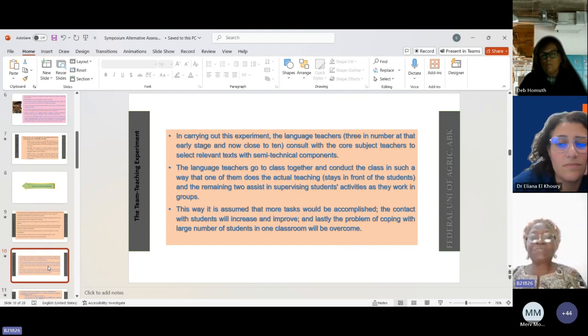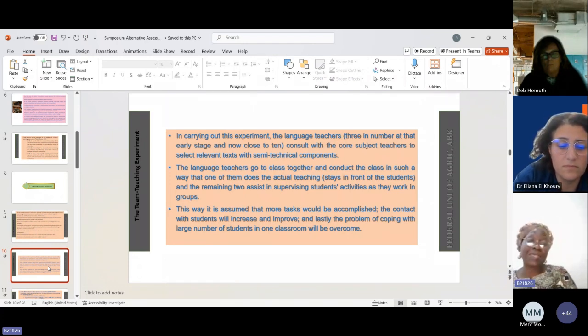In carrying out this experiment, the language teachers, three of us in number when we started, and now close to 10 by the time I left, consult with the core subject teachers to select relevant text with semi-technical components so that the students will be interested in what we're teaching. We are teaching them communication skills, and they were wondering why we would have to be teaching them that. They say sometimes to us that they're just in the university to learn about agriculture, to learn about science or applied sciences.